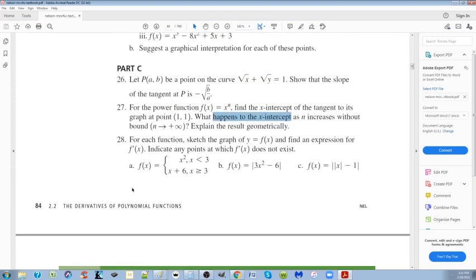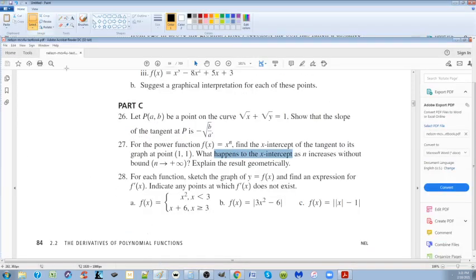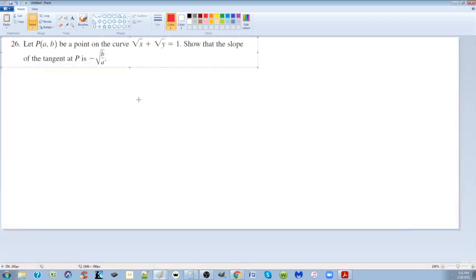Part C. Don't know if I'm going to do all of part C. I think this video's already gone on for an hour. This is again where if I can't solve it quickly, I'm going to get back to you on the next video, okay? Let point P be a point on the curve. And this is essentially a circle. No, it's not. Show the slope of the tangent is that. Oof.